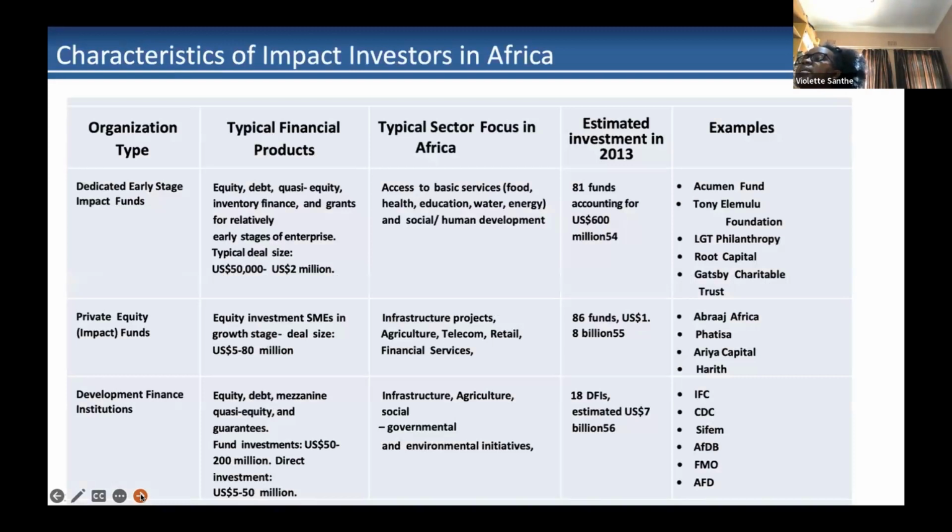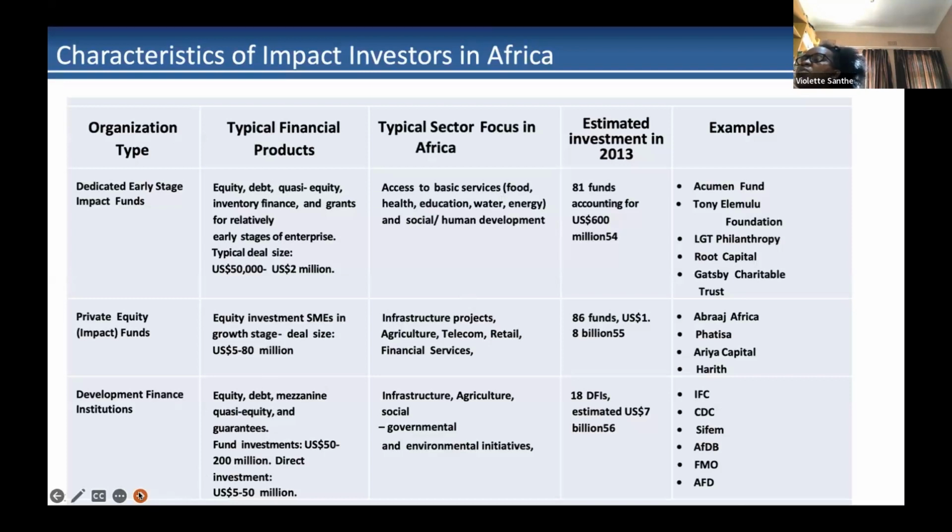Now we want to look at the characteristics of impact investors in Africa. So we have, for instance, dedicated early stage impact funds, and then the typical financial products include equity, debt, quasi-equity, grants, and then the typical sector focus in Africa. What do they focus on? Access to basic services, food, health, education, water, and so on and so forth. And then at the end there, we have examples of the investors, like Acumen Fund, Tony Elumelu Foundation, and the like.